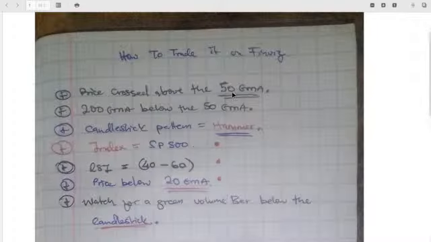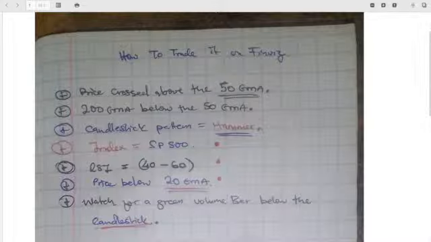The price has to have crossed above the 50 EMA. 200 EMA should be below the 50 EMA, and finally the candlestick pattern is equal to a hammer. Index is equal to S&P 500. The RSI between 40 and 60. Price below 20-day moving average, and watch for a green volume bar below the candlestick.